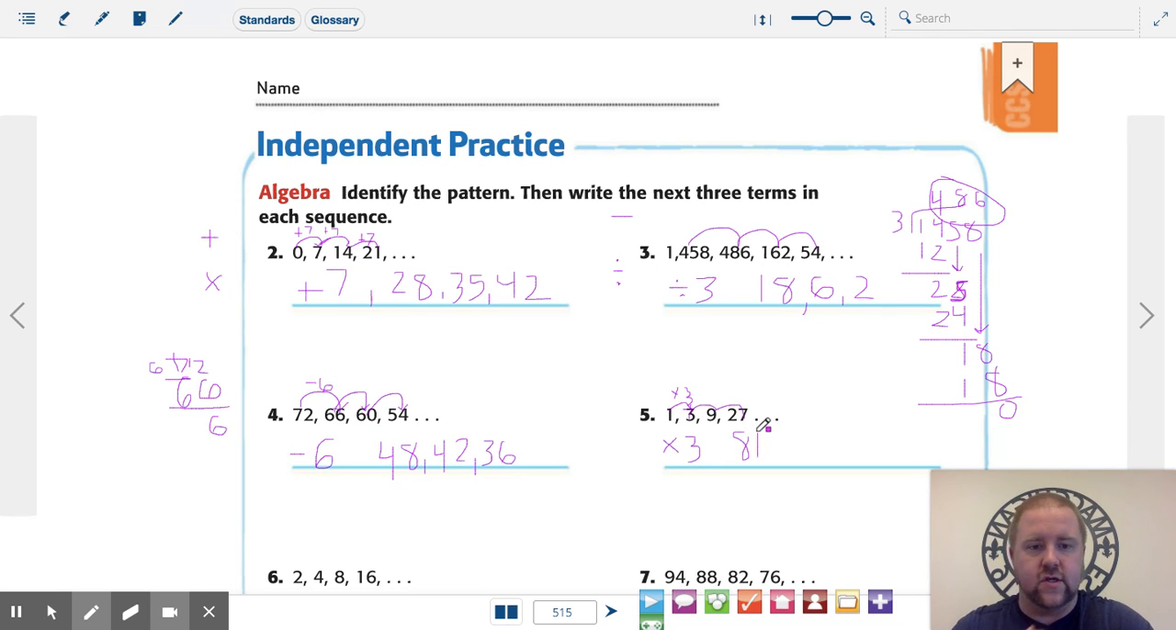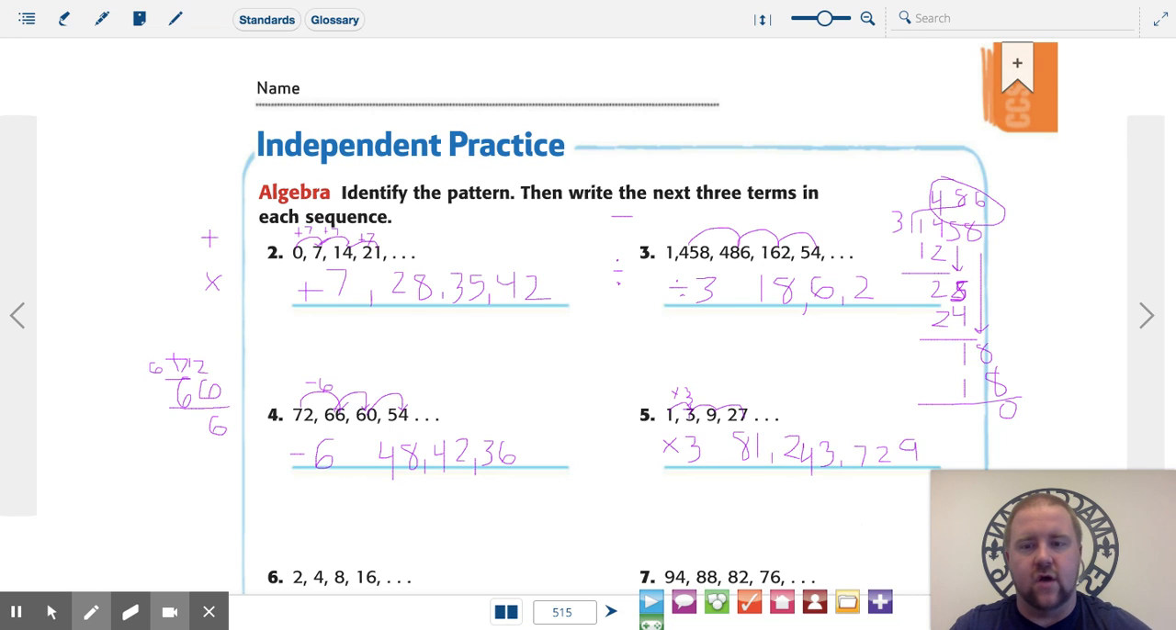Again, I know it mentally. You can do the work on the side. 81 times 3 is 243. I did that mentally. You would do it on the side. And then 243 times 3 mentally. Ooh, all right. So that would be a 9, that would be a 2, and that would be a 729. You would show the work. I'm just doing it a little bit quicker.